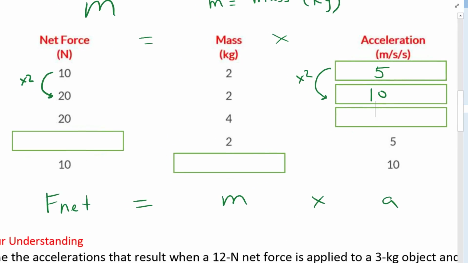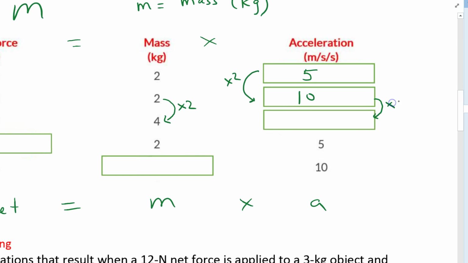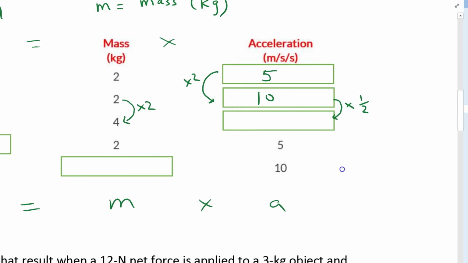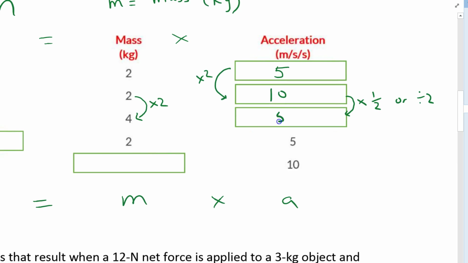Okay. What about from line 2 to 3? Here the force stays the same, but if I multiply the mass times 2, now the acceleration is inversely proportional to the mass. If I have more mass, the same amount of force is going to accelerate it less. So this is going to get multiplied times the reciprocal of 2, or another way of thinking of it is to say divide by 2. So that 10 is going to go back into 5.